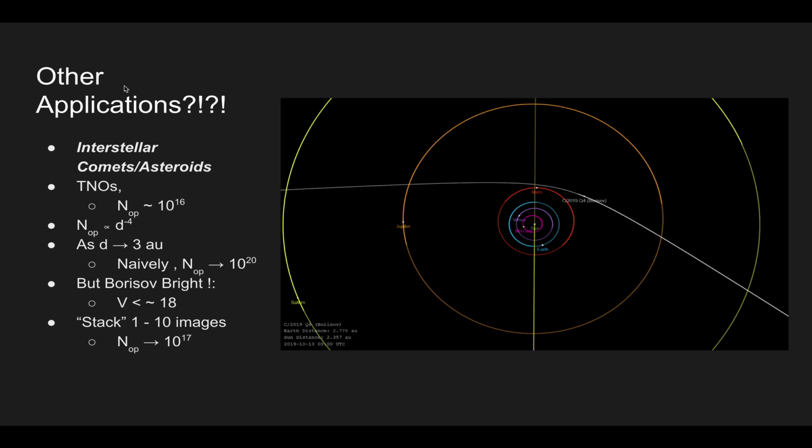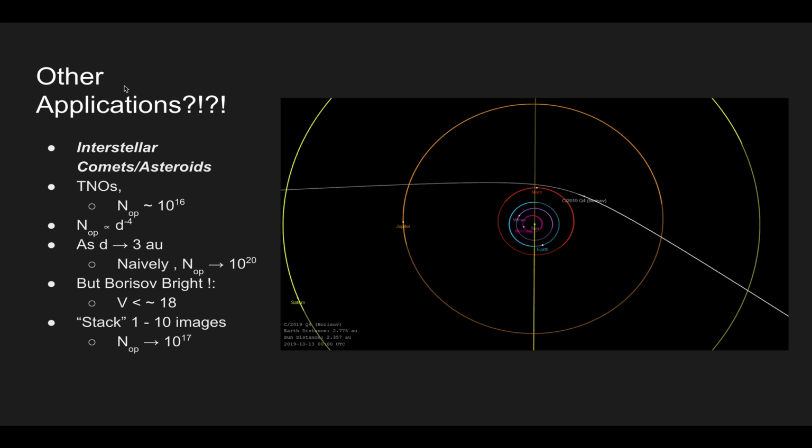So if you want to search for populations in the inner solar system, say as distance goes towards 3 AU, the asteroid belt, then naively the number of operations required to do a full shift and stack survey down to 20-second magnitude is going to go towards 10^20 operations. So that's probably a little on the high side for it to be practically realizable. But we don't have to go down to 20-second magnitude.